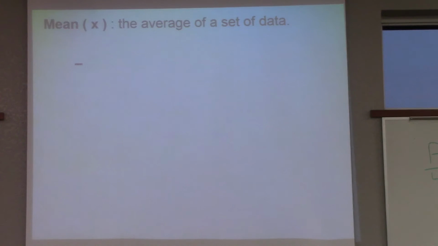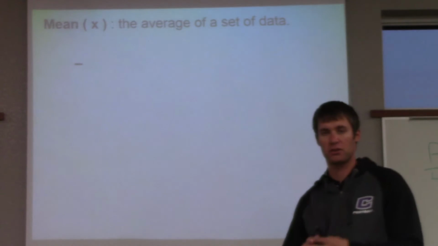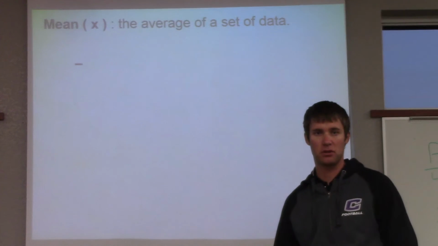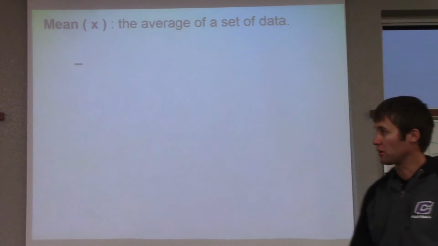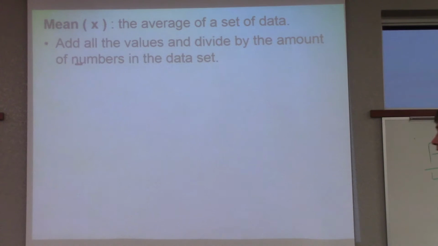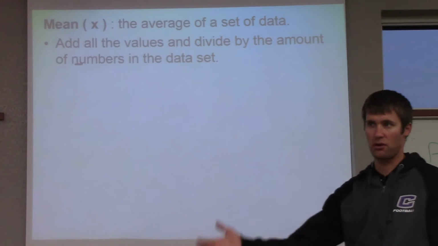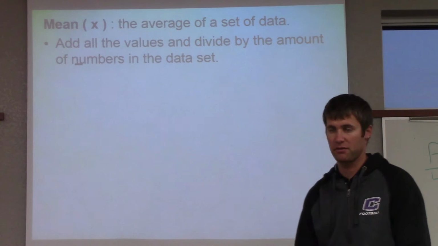First of all, the mean is the average of the values. So we'd add all the numbers together and divide by how many numbers. So add up all the numbers, divide by the amount of numbers in the data set. So if we had a class of 15, we'd add up their test scores, add all the tests together and divide by 15.